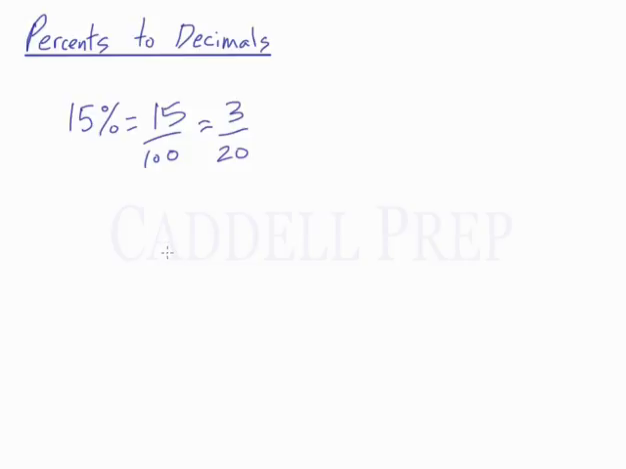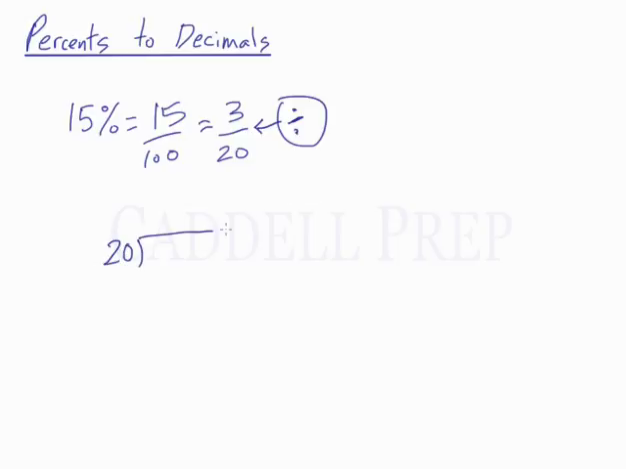To convert it to decimals, we have to understand something about fractions. This symbol actually means divide. So 3/20 is really 3 divided by 20. So if we divide this, we'll end up with the decimal equivalent of 15%, because these all equal each other. 15% is 15 divided by 100, and that equals 3 divided by 20. So I'm just going to do 3 divided by 20.